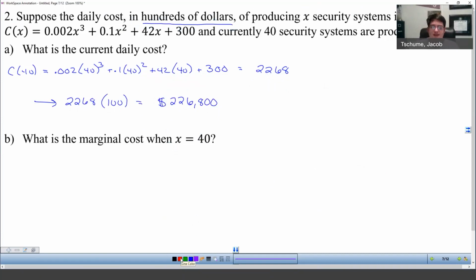Part B says, what is the marginal cost when X is 40? Well, for this class, when you see the word marginal, that means take the derivative of that function. So I need to find C prime of X. If I take my first derivative, that would be 0.006X squared plus 0.2X plus 42.